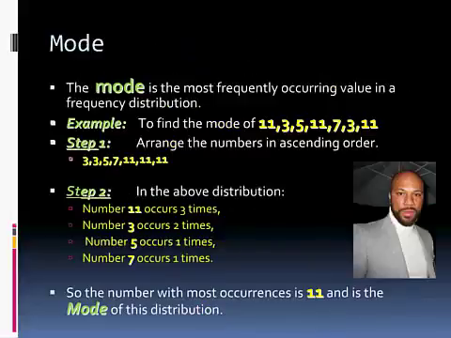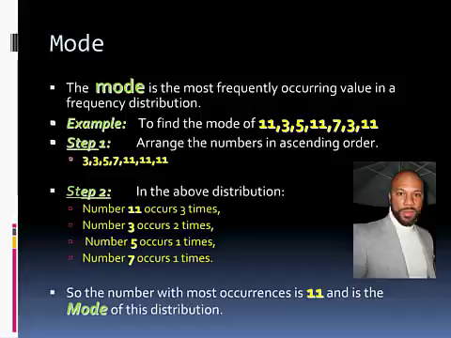Mode is our final tool that we'll use to analyze data. Mode is what we use to find out the most common value of a frequency distribution. So what is the most common response when we conduct our surveys? For example, we get this set of values, 11, 3, 5, 11, 7, 3, and 11. We need to first arrange these numbers in ascending order, 3, 3, 5, 7, 11, 11, 11.